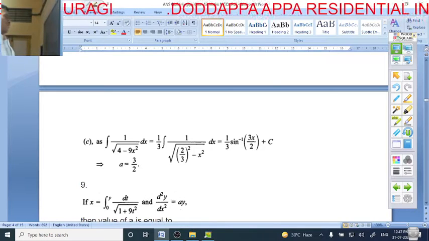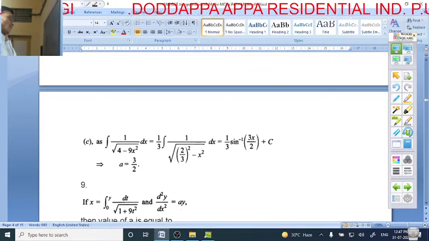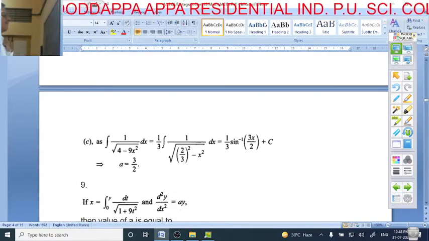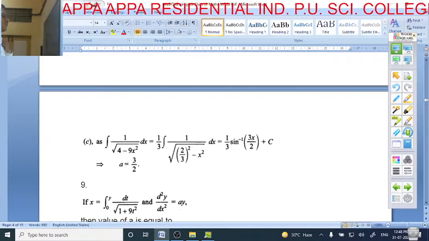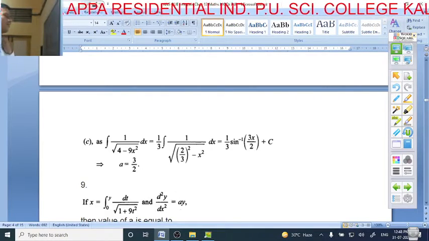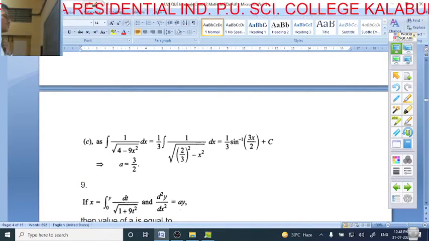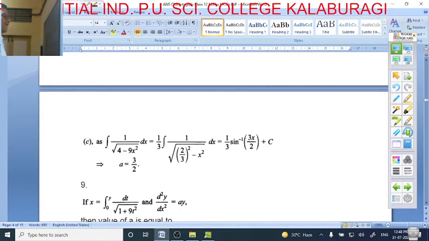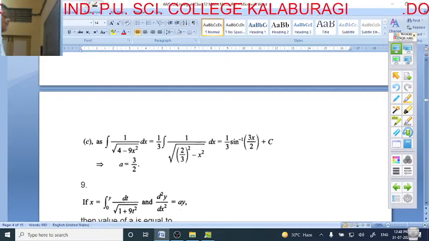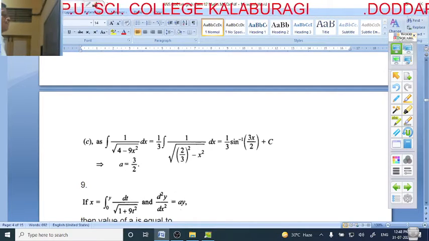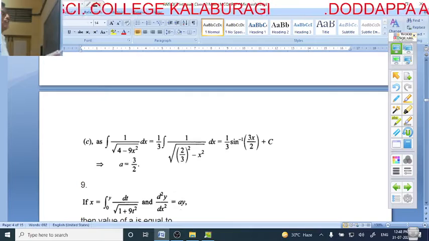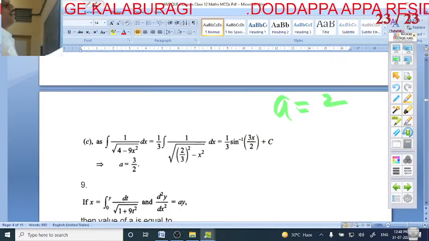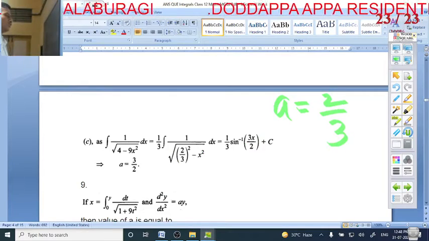It becomes 4 divided by 9, and 1 by 3 times outside. The root becomes 1 by 9. Root of 1 by 9 is 1 by 3. (2 by 3) whole squared minus x square. Now it takes the form 1 divided by square root of (a square minus x square) format, 1 by a tan inverse of x by a. Sorry, 1 by a sin inverse x by a. So here a is equal to 2 divided by 3.